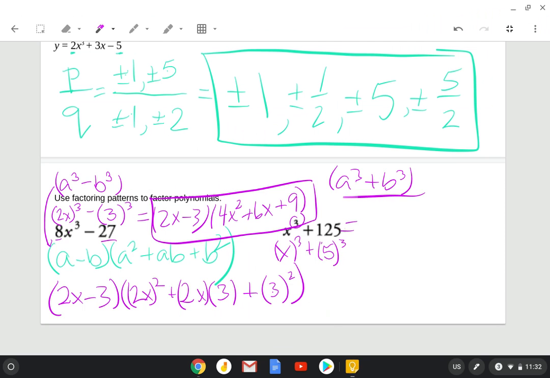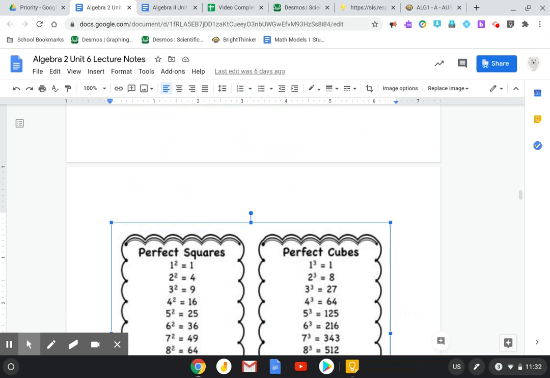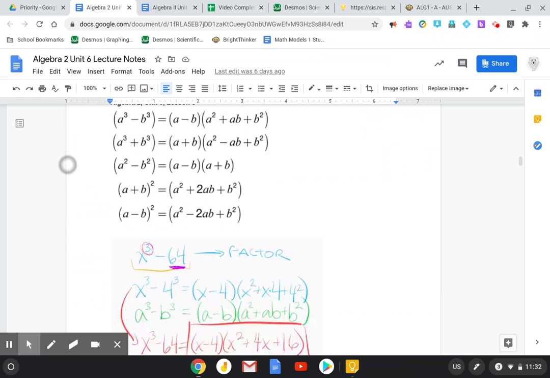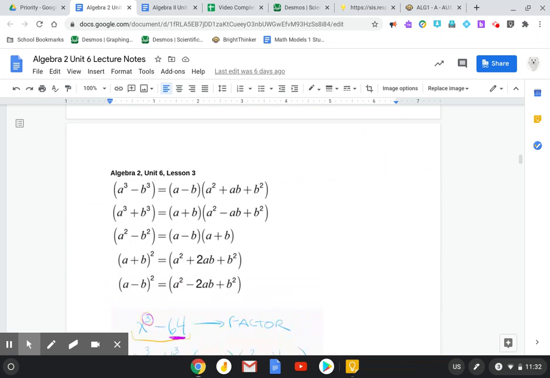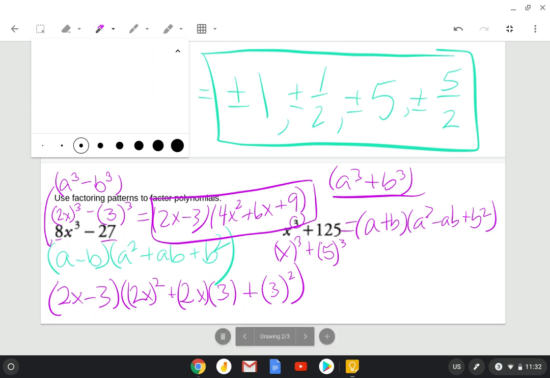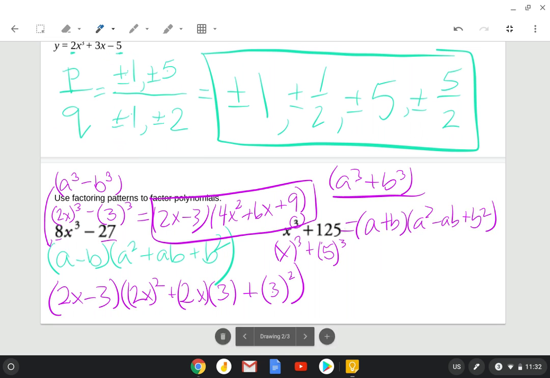And then all I have to do is find the pattern for a to the third plus b to the third. Look over on my chart, and I can scroll back up. You're allowed to have all of this available to you during the test. So it's a plus b, and then a squared minus ab plus b squared. Okay, so a plus b, a squared minus ab plus b squared. So we start plugging everything in. A plus b is x and 5, so x plus 5.